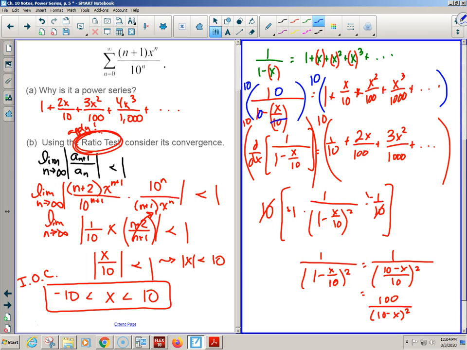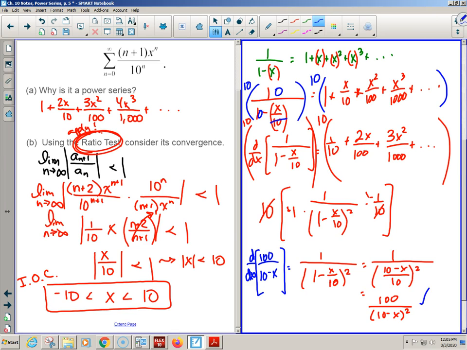Because then you would have taken the derivative of 100 over 10 minus x. Then bring down the -1, but also multiply by u prime, so positive, and then make it squared. That would have worked also.